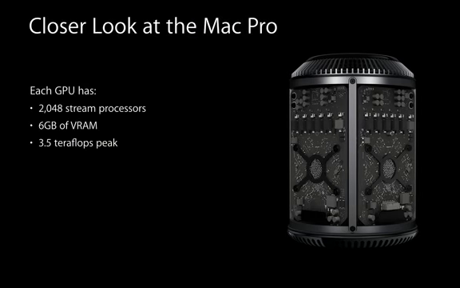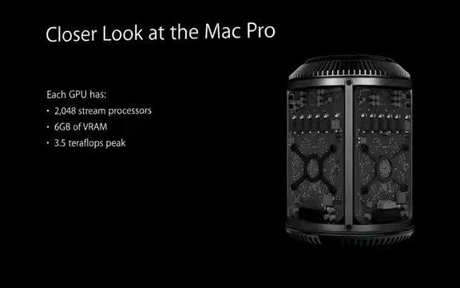So inside this configuration, the GPUs have about 2,000 stream processors. That's important if you're working with OpenCL to do general purpose GPU compute work. The configuration that we'll be looking at today when we show a demo later on has 6 gigabytes of memory and 3.5 teraflops peak. And so it's a very capable package for graphics and for GPU compute.